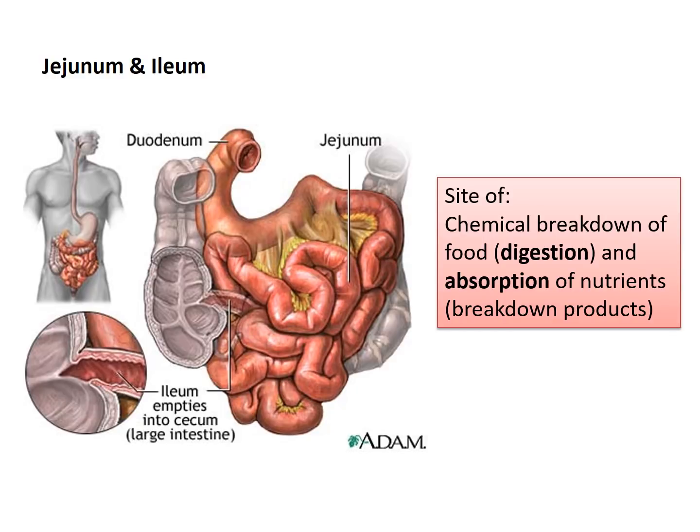In the jejunum and the ileum, this is where we're going to actually see the majority of the chemical breakdown of the food and the majority of the absorption of the nutrients. And then from the ileum, we're going to go into the large bowel at the cecum.